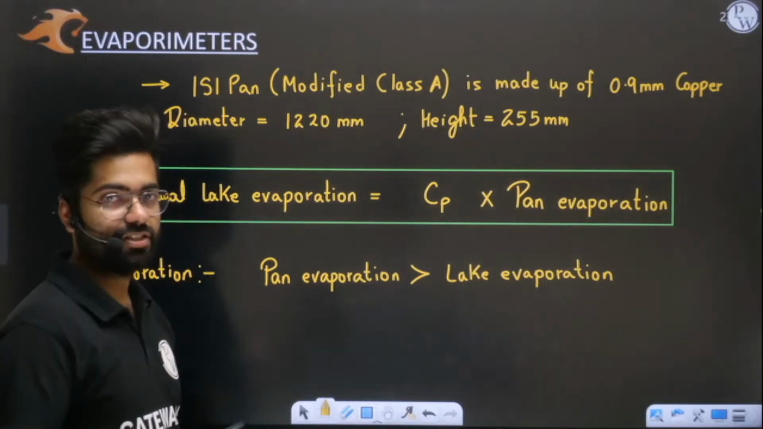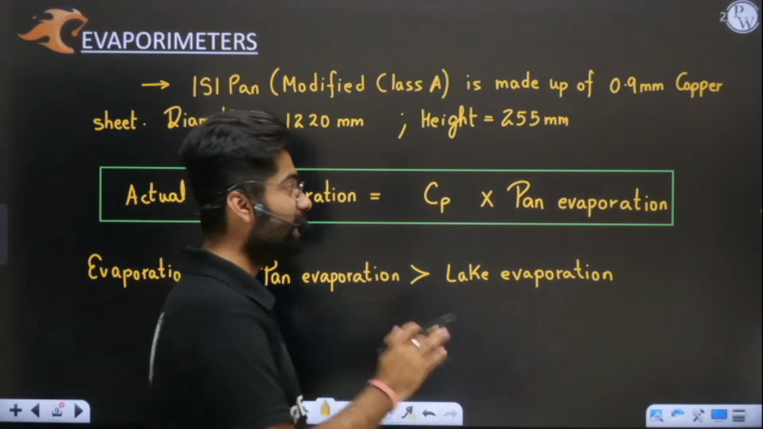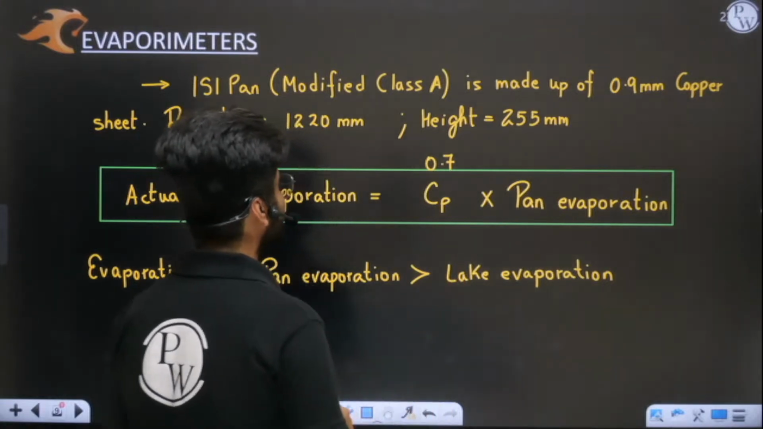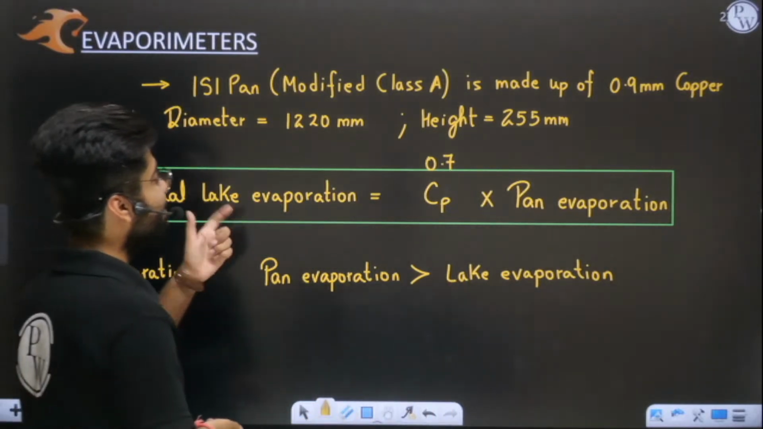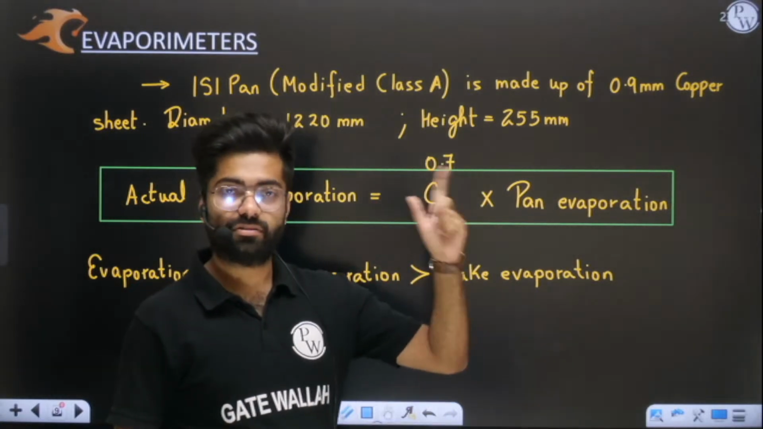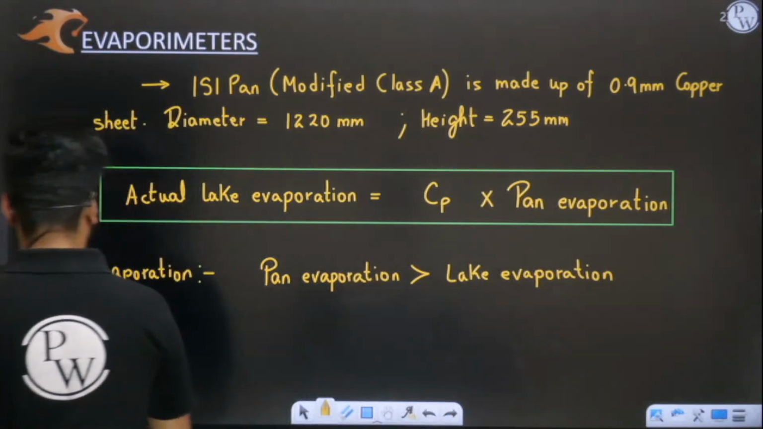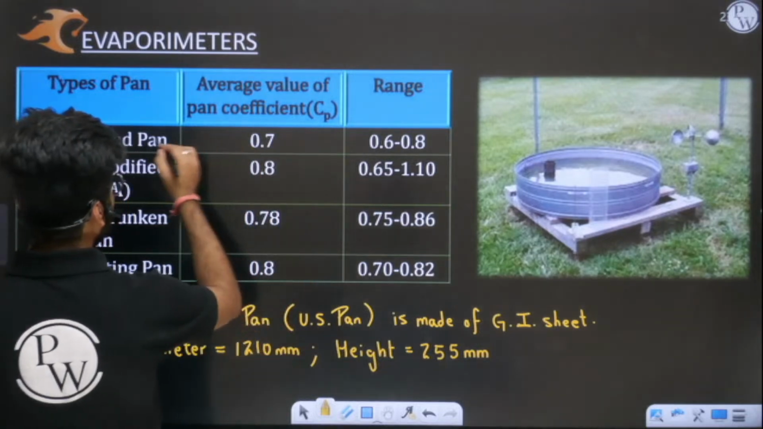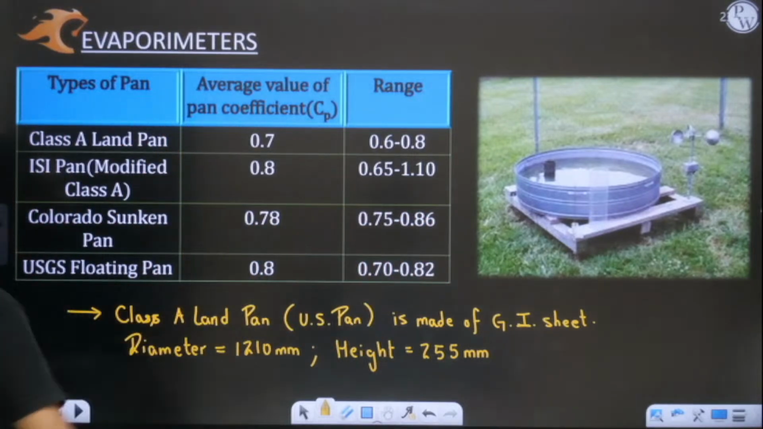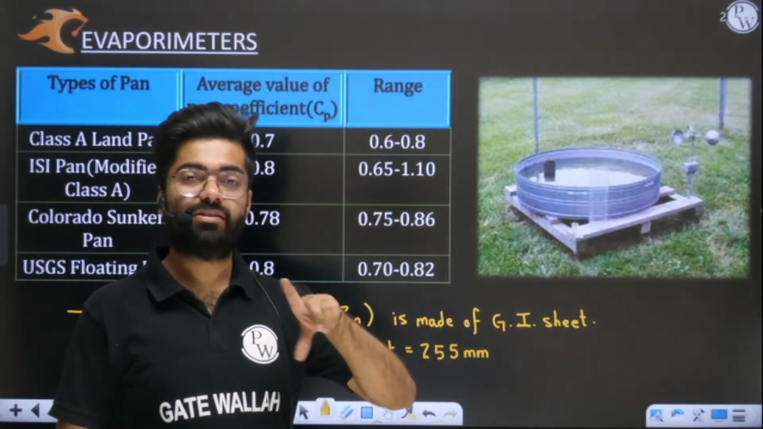After many observations with the help of this class A pan, they have come to the conclusion that when you multiply pan evaporation by 0.7, you get the actual lake evaporation. That means lake evaporation is around 70% of pan evaporation, in the USA. You need to understand one thing here: the USA pan, or class A land pan, is placed on land, that's why it is called a land pan. So the class A land pan has 70% evaporation as that of the lake.